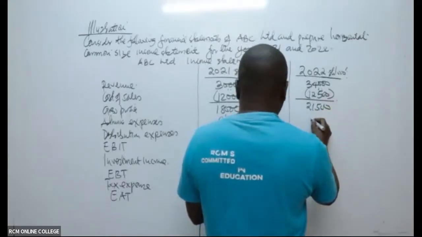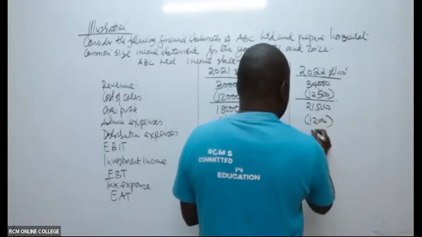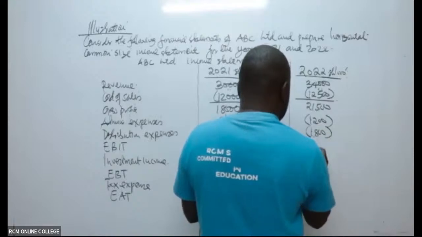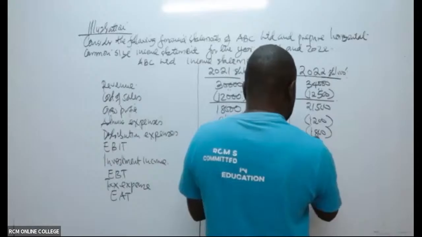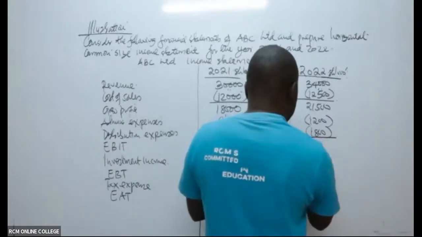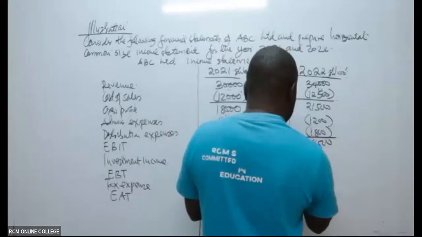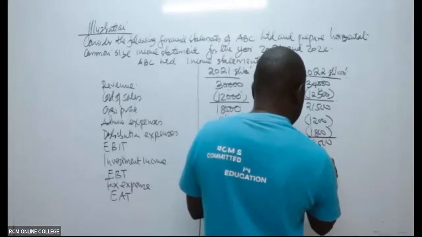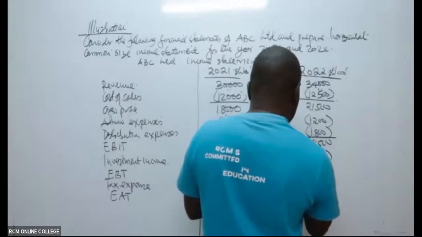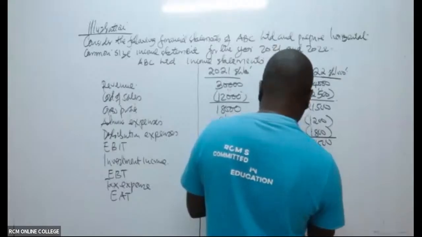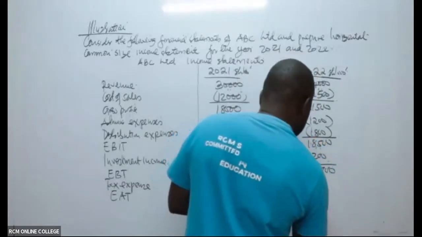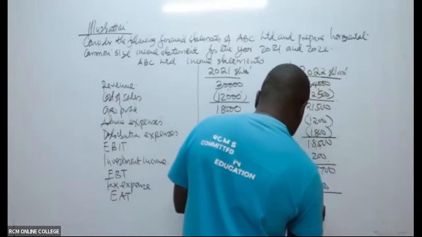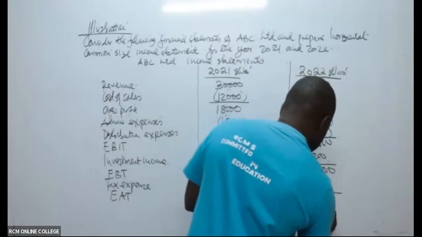Then this one is 1.2 million. This one is 1.8 million. It will give you 18,500,000. This one is 200. Investment income is 200, so 18,700,000. Then the tax expense here is 4 million. So that gives you 14,700.